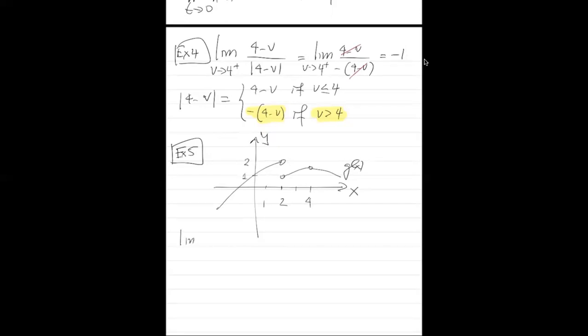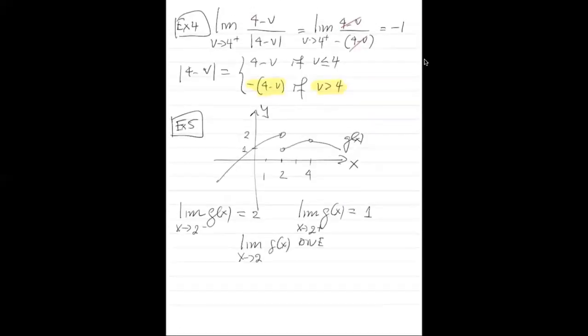Let's look at the limit of this function when x approaches 2 from the left. So from the left, the y value is approaching 2. What about from the right? From the right, it's approaching 1. So these two are different. Therefore, we can say that the limit when x approaches 2 does not exist. We have a jump.